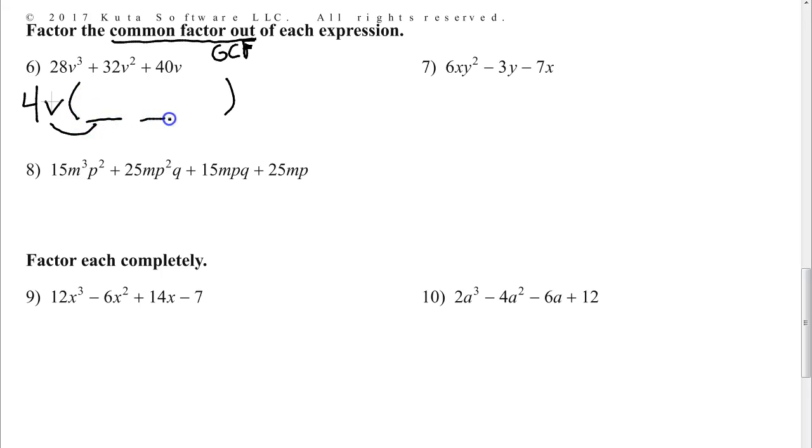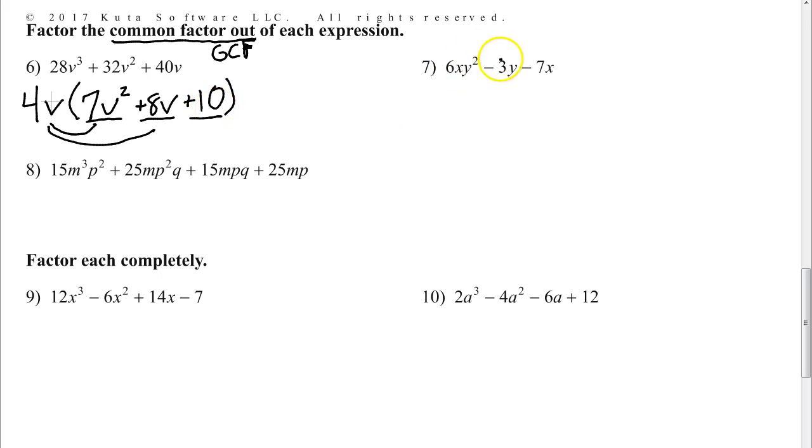So I got 3 of them I need to have inside that multiply to these 3 terms. So 4v times what is 28v squared, or v to the third? That's going to be 7v squared. And then 4v times what is 32v squared? That's just going to be 8v, because 4 times 8 is 32. And 4 times what gives you the 40? So that's going to be 10. Now check these. Make sure these left over in the parentheses do not have a GCF. If so, you might have picked the wrong number and there's something more you can take out. But 7, 8, and 10, there's no number that goes into all 3 except 1, so we're done here.